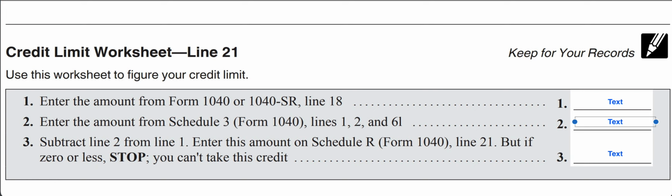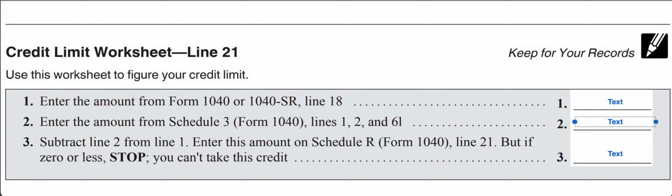We'll be going over the credit limit worksheet for line 21 of IRS Schedule R. Certain lower income taxpayers may be eligible for a tax credit on Schedule R based on their savings habits. However, that credit can be subject to certain limitations and even a phase out.